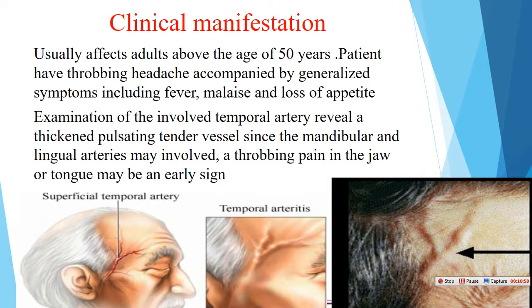The clinical manifestation of temporal arteritis usually affects adults above the age of 50. Patients have a throbbing headache, accompanied by general symptoms such as fever, malaise, and loss of appetite. Examination of the involved temporal artery, as seen in this picture, reveals a thickened wall, a thickened pulsating artery. Also, the mandibular and lingual arteries may be involved. Throbbing pain in the jaw or tongue may be an early sign of this inflammatory disorder. This occurs because of the immune abnormality.